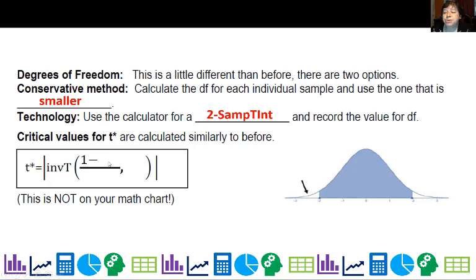Just as before, if we need to do critical values, we're going to do 1 minus the confidence level because we're trying to find this z-score right here. And it's going to have a matching positive z-score over here. So I'm going to subtract this confidence level that I want from 1. And then I have to split the leftover in 2 to get this area. And if I do inverse t for that, that should give me the value. And then put in your degrees of freedom. Again, this is not on your math chart, so this is something you have to memorize going into your AP test.